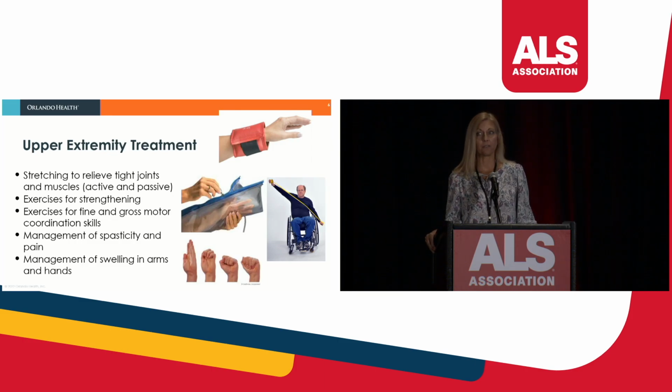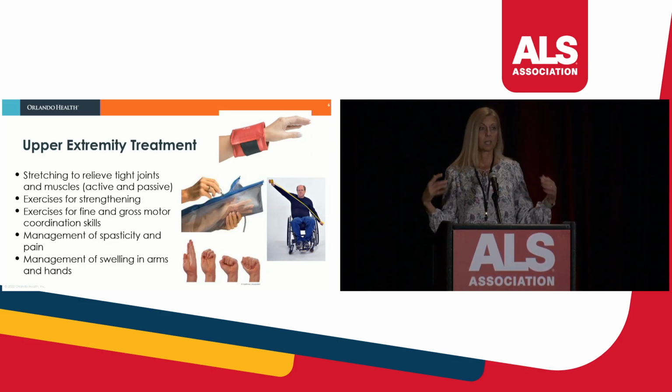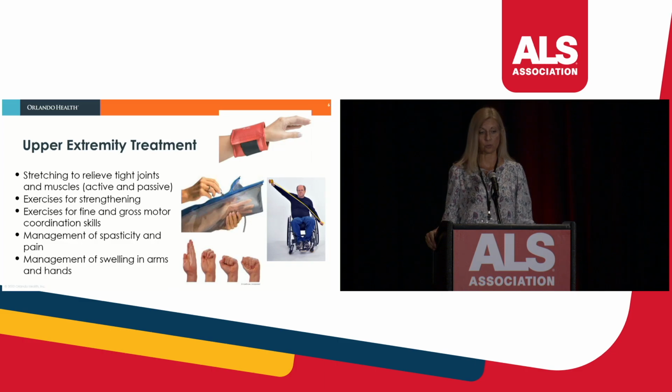It does not matter if there is so much weakness that the limb cannot be activated actively. We want to make sure that we keep those joints nice and mobile, even if they're passively moving with assistance. We'll address the gross and fine motor coordination skills, or the dexterity to be able to address function, and there's lots of different exercises and techniques we can use for that.